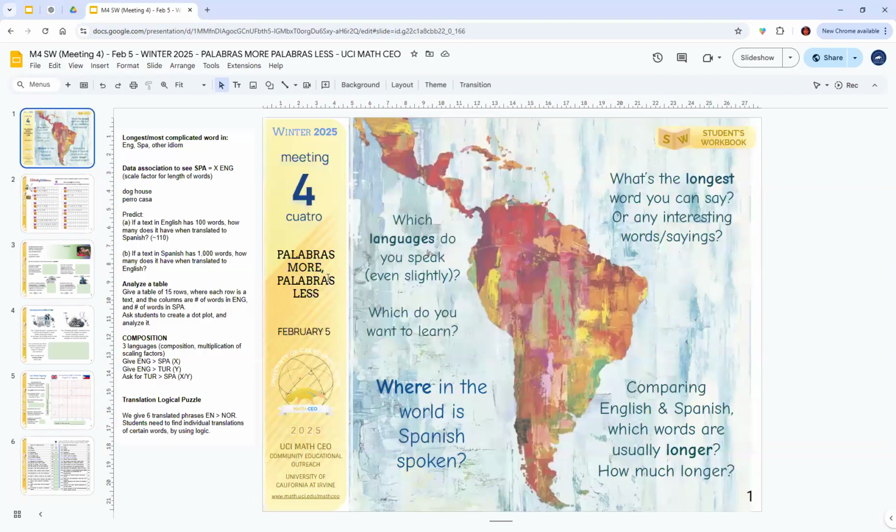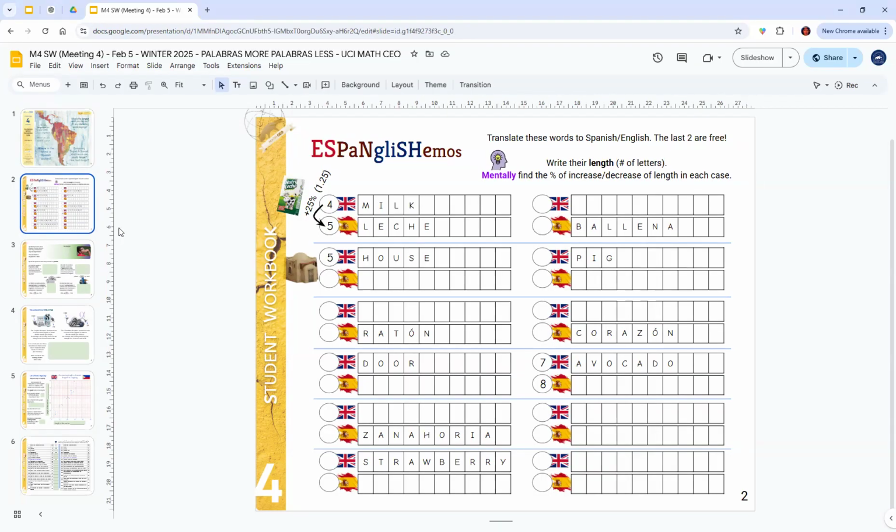And so we're doing palabras more, palabras less. And this is part 1. After the introduction, this is the first activity. What we want is to translate these words either to Spanish or to English. Students will work probably in pairs. That'd be the best case scenario.